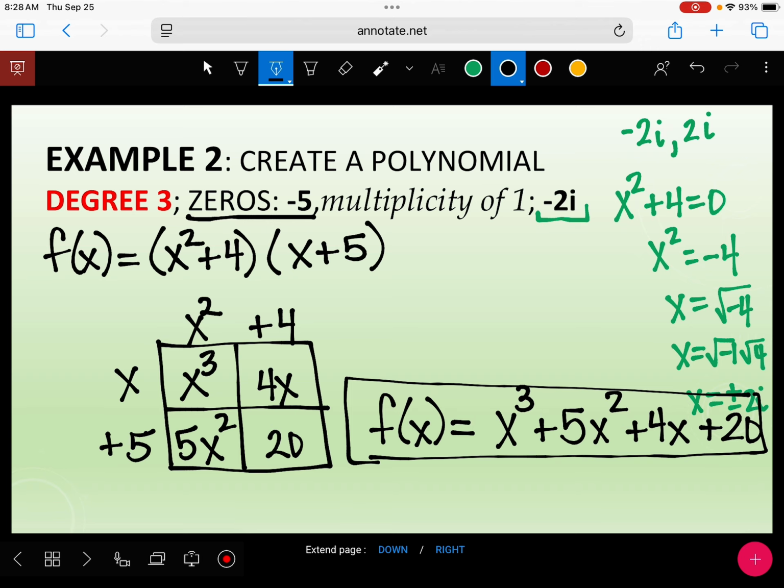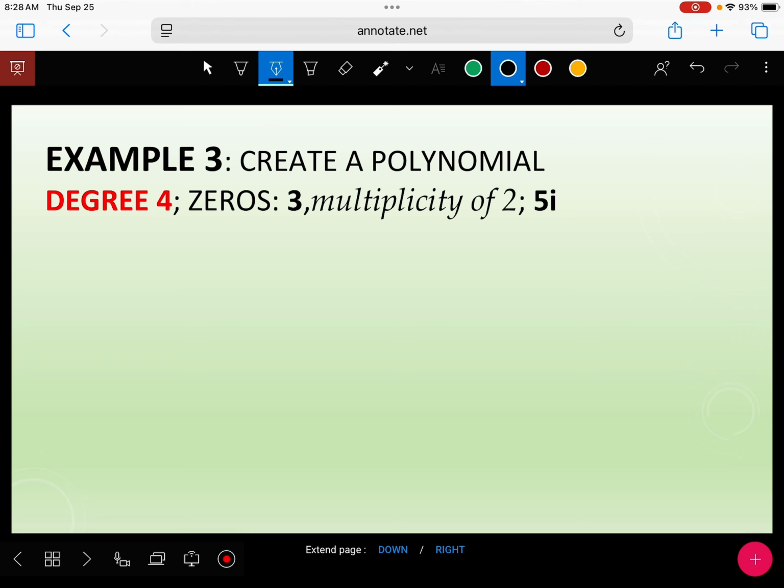All right, let's do another one. Go ahead and copy down example 3. Now we have a 4th degree. We have a 0 at positive 3. This time that has a multiplicity of 2. And we also have one at positive 5i.